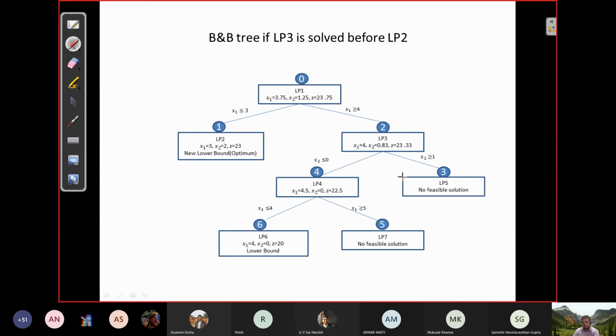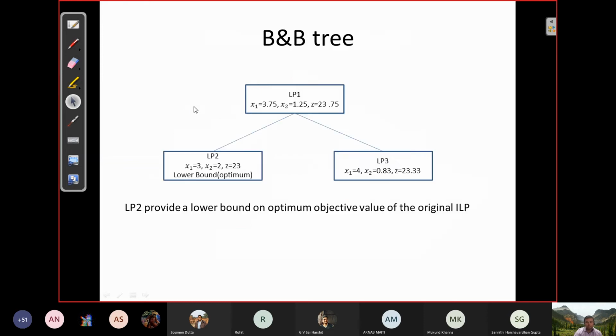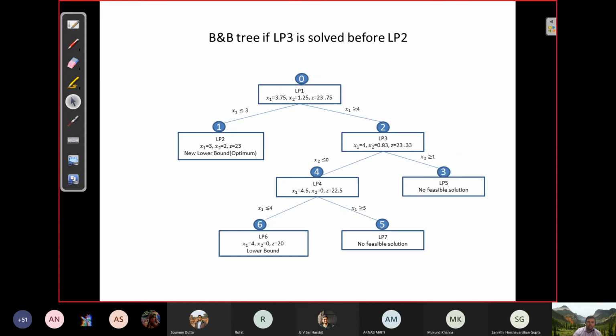Anybody who would be able to explain how this thing is going on, how this tree is being built? If you have any question from the earlier tree, this one I can show you. You can ask first. Is this tree clear? How we have obtained this tree? Yes, sir. Okay. So now can you explain this tree?